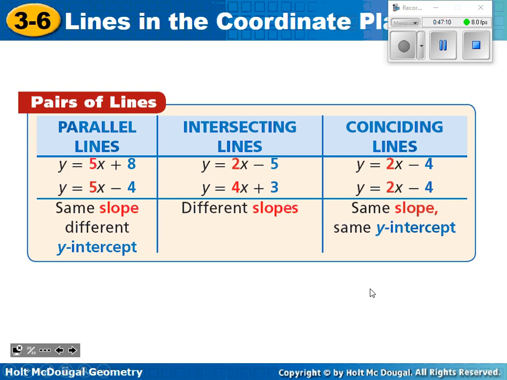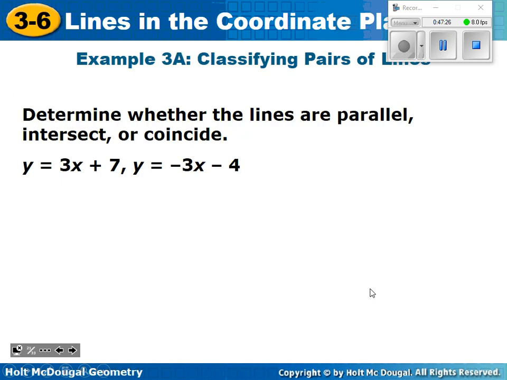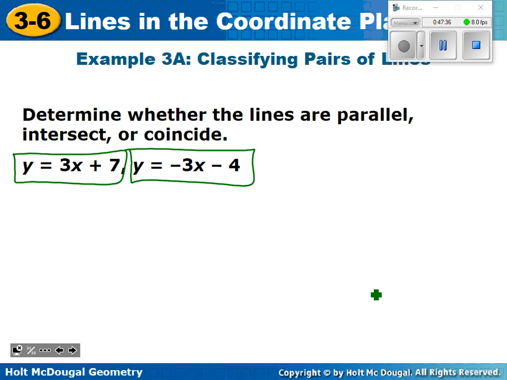If they have the same slope and the same y-intercept, they are the exact same line. Same slope, different y-intercept, they're parallel. Opposite reciprocal slopes could have the same y-intercept, it doesn't matter. Perpendicular. Okay? And that's what this chart's showing you. So determine whether these lines are parallel, intersecting, or coinciding. If they're in slope-intercept form already, then it's really easy to just look at their slopes.